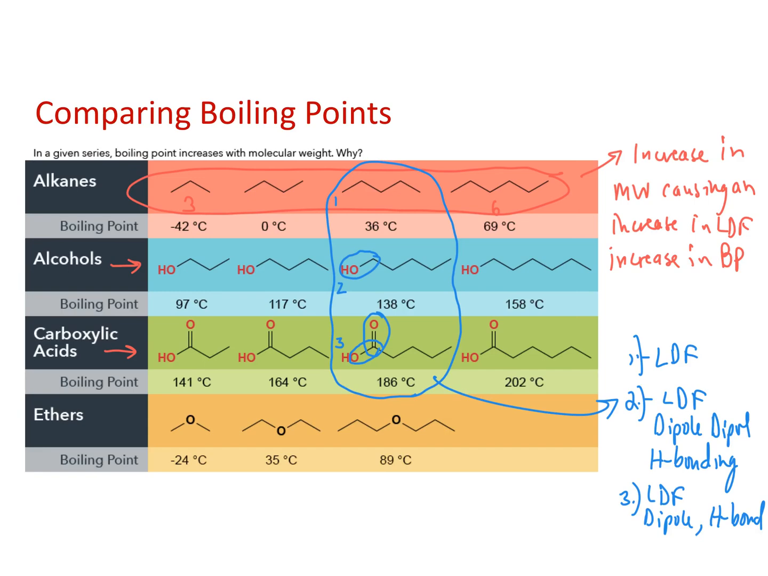The second trend, we'd explain by increasing boiling point due to stronger intermolecular forces. We see a large jump from number 1, pentane, to number 2, pentanol, because I've added that hydroxyl group. I've added the ability to have hydrogen bonding and dipole-dipole forces. Those are stronger forces. I have to break those forces now to go from the liquid phase to the gas phase. That's going to result in an increase in the boiling point of that sample.